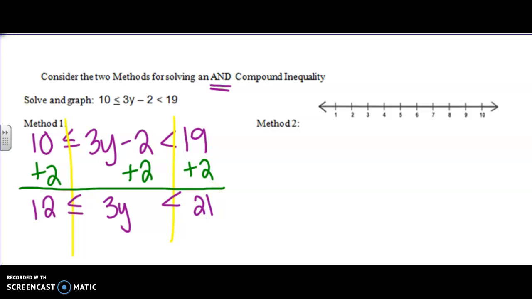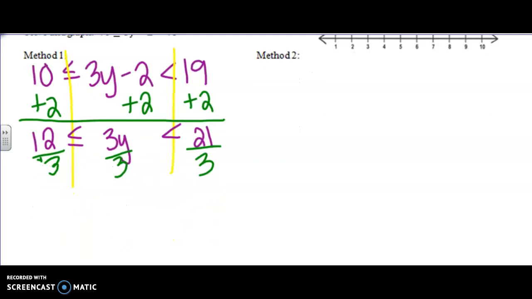And then I'm going to divide by my 3, but again, I have to divide by the 3, it's a positive 3, left, middle, and right. And so then my final answer is going to be 4 less than or equal to y less than 7. So the nice thing is it shows me low to high that my answers, the y, are between 4 and 7. Interval notation, though, would be 4, comma, 7, with a bracket on the 4 and a parenthesis on the 7.